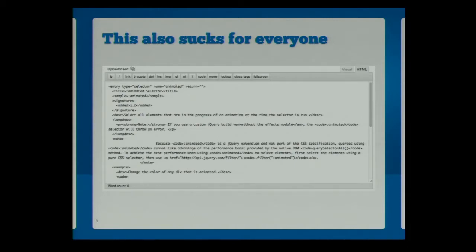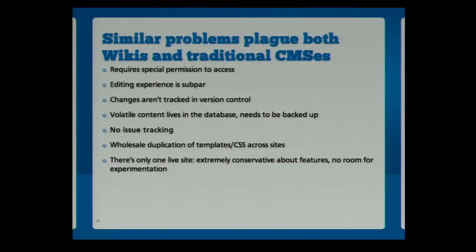Another thing that sucks about this is it's impossible to keep track of all this, because you don't know when something is broken since you can't file an issue. It's just a WordPress site. There are a lot of things that CMSs and wikis have in common. You need to get an account. It sucks to edit. The changes aren't versioned the way code is. You end up with really important volatile content. The canonical source of it is this one database, and it needs to be backed up, which may or may not happen. And there's no issue tracking.